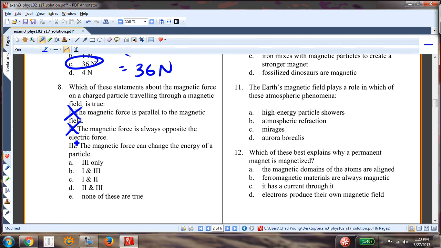The magnetic force can change the energy of a particle. That is never true. The magnetic force is a centripetal force. It only changes the direction of the velocity, not the magnitude of the speed. So E is the right answer for number 8.